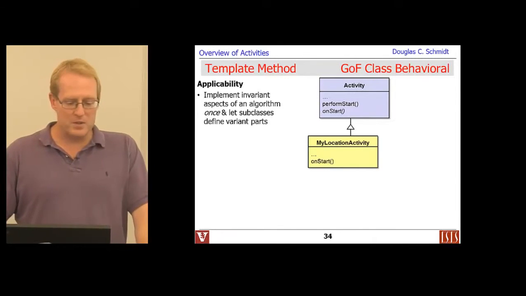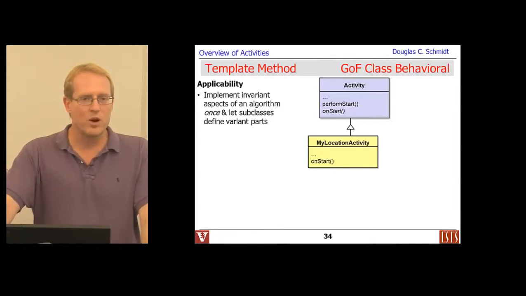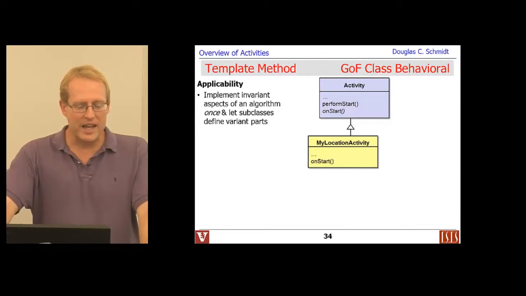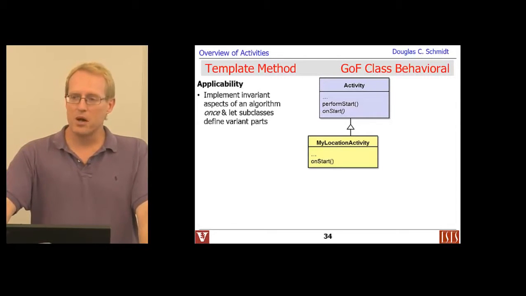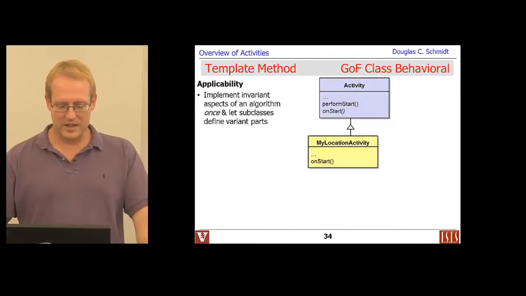So when would you apply this pattern? Well, there's a couple different situations. If you want to be able to implement the invariant aspects of the algorithm once, the things that don't change, and then be able to defer the variant parts to subclasses. So right away, you should see why this thing gets applied a lot in Android, because Android is full of frameworks and product lines and so on. And this concept of commonality and variability is very important there. So we're going to look in a second about how this actually gets used in the context of Android.